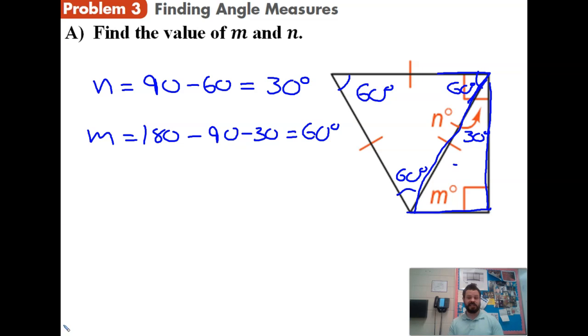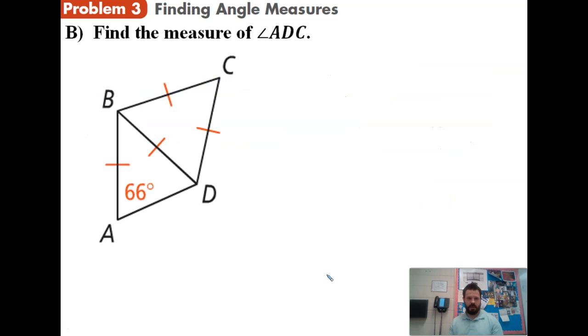Okay, part B is the same idea. Why don't you take a minute, pause the video, run through that one quickly, and then hit play to check your answer. All right, so let's run through part B quick. It says find the measure of angle ADC. Well, let's see what we're talking about here. A to D to C. So we're talking about this larger angle here made up of two parts of our two triangles. Okay, this one's actually pretty simple.